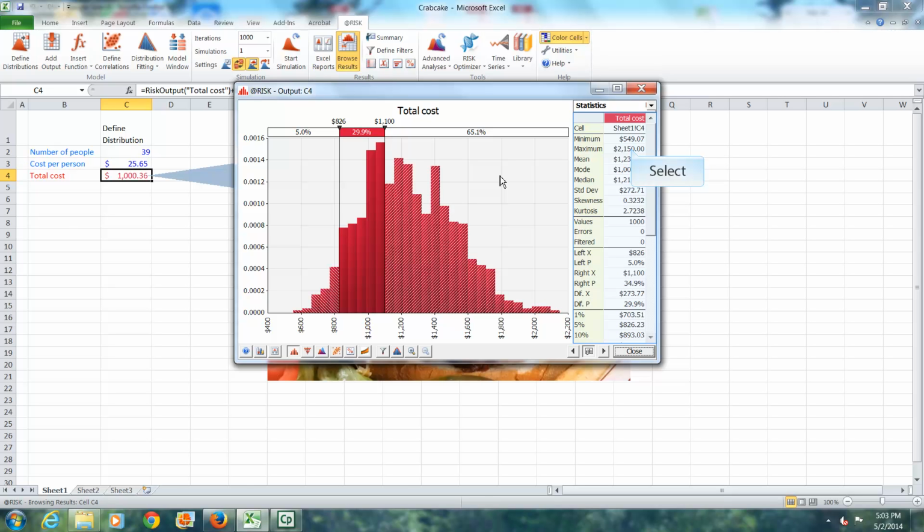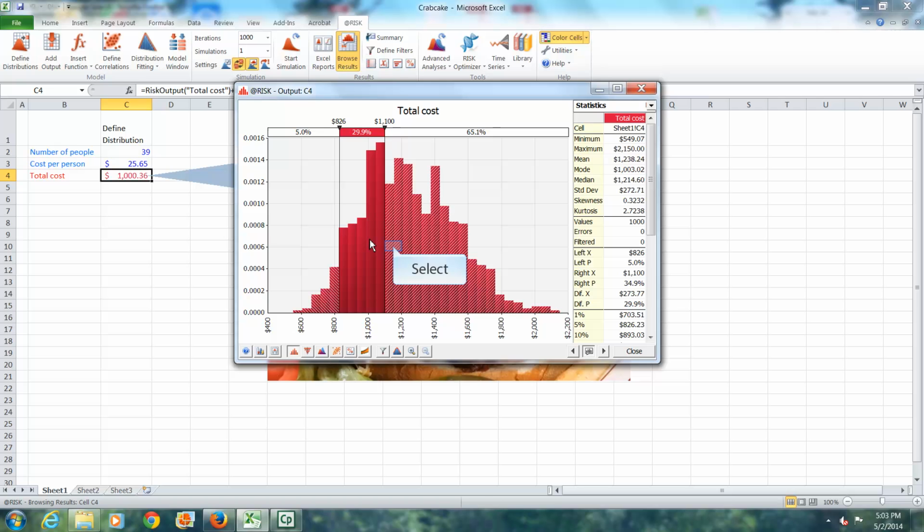Not only that, but if I look at the maximum over here, $2,150, that tells me my exposure, the maximum loss that I could be looking at here is $1,050. This could overrun my budget by $1,050. Thank goodness for risk assessment. Let's see what else we can do.